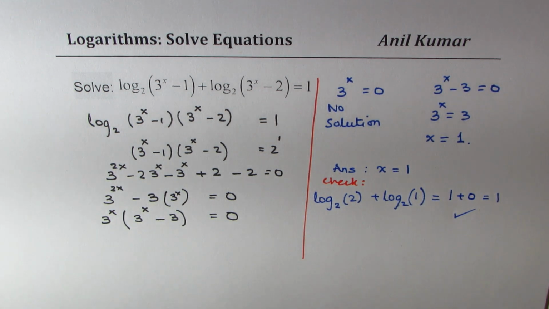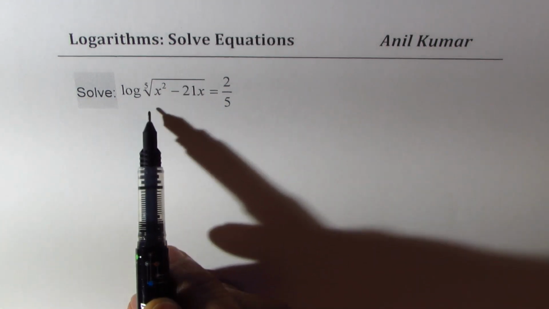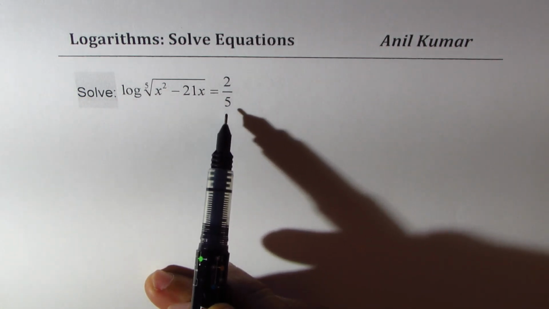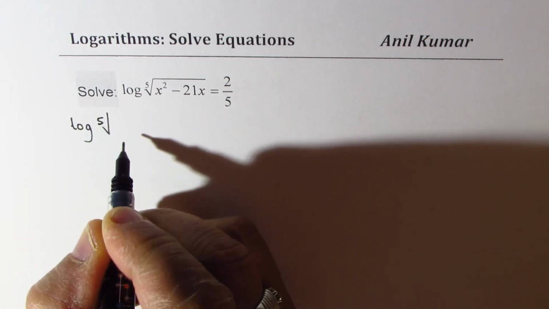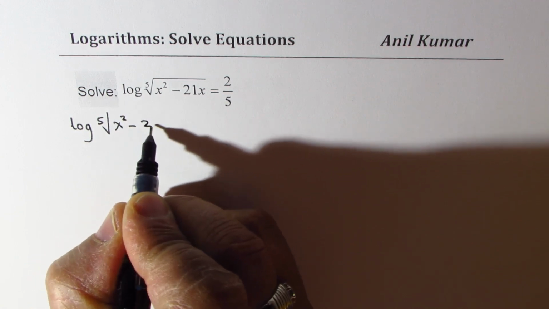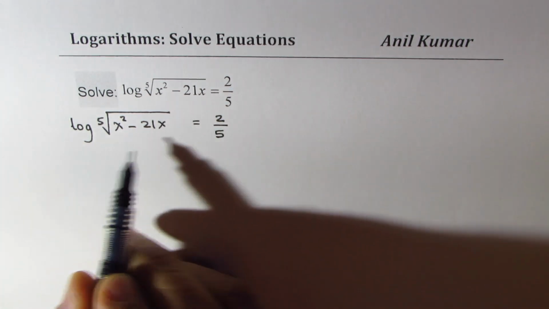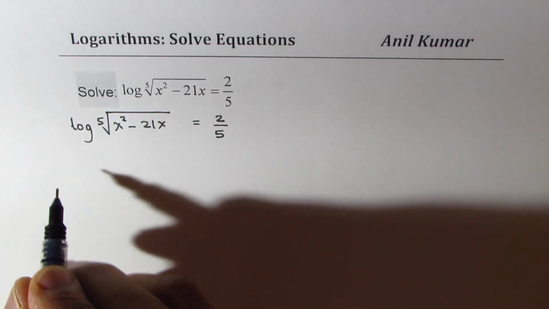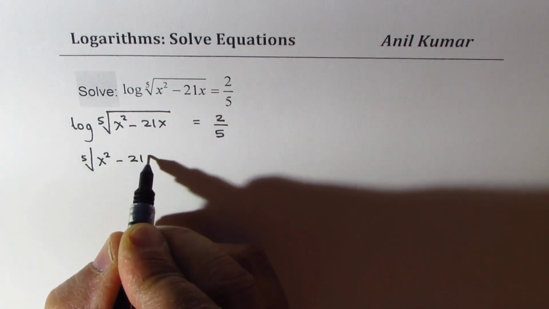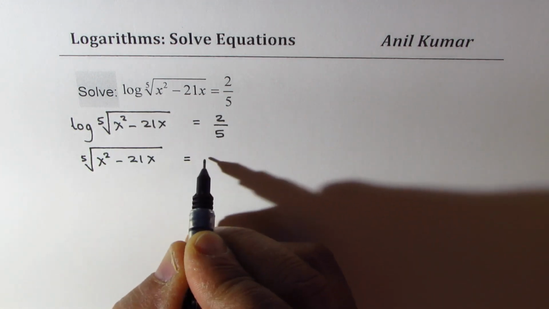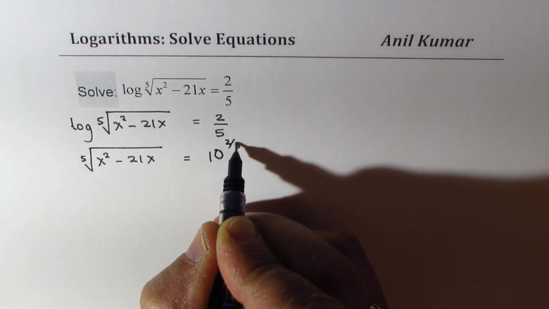Now let's move on and take the second example. We are given log of fifth root of x squared minus 21x equals to 2 over 5. So let me rewrite the equation first. Log to the fifth root of x squared minus 21x equals to 2 over 5. So first step is write it in exponential form. So we get fifth root of x squared minus 21x equals to 10, because that is the base 10, to the power of 2 over 5.